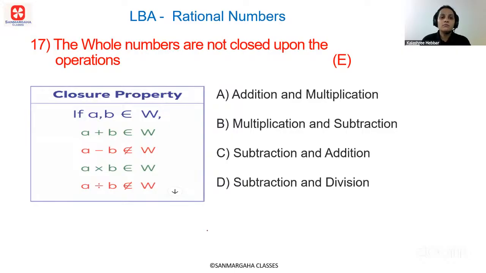The whole numbers are not closed upon the operations: A. Addition and multiplication, B. Multiplication and subtraction, C. Subtraction and addition, D. Subtraction and division. Now let us take any two whole numbers.